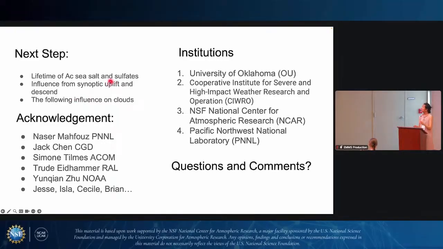I would like to acknowledge my collaborators, including from PNNL, who is doing a similar type of job, but on E3SM. I'd like to acknowledge Jack Chen, who showed me his script when I first visited NCAR, also Simon and Chuda, one from ACOM, for offering suggestions and feedback. Yun Qianzhu from NOAA CSL providing instructions on the simulation, and people including Jesse, Isla, Cecil, Brian, who always have an open door policy for me no matter when and no matter what question I asked. Those are the institutions and funding agencies that helped this research, including University of Oklahoma, NSF, NCAR, and DOE. I would stop here for any questions and comments.